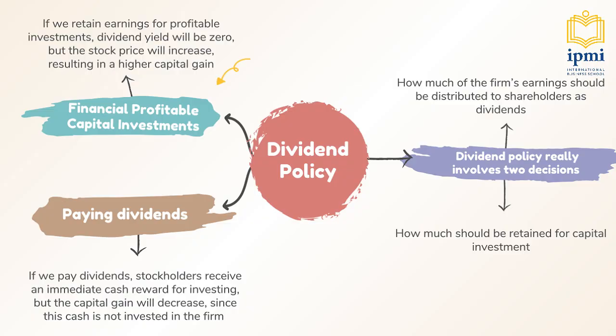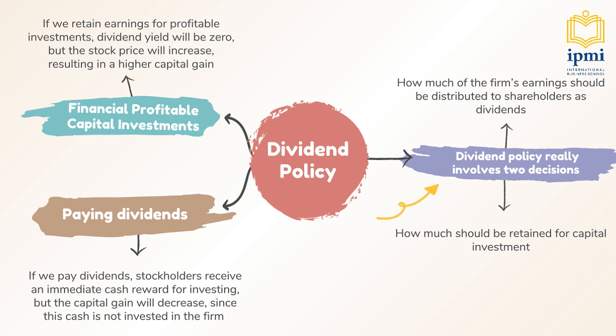Financing profitable capital investments: if we retain earnings for profitable investments, dividend yield will be zero, but the stock price will increase, resulting in higher capital gain. Paying dividends: if we pay dividends, stockholders receive an immediate cash reward for investing, but the capital gain will decrease, since this cash is not invested in the firm.